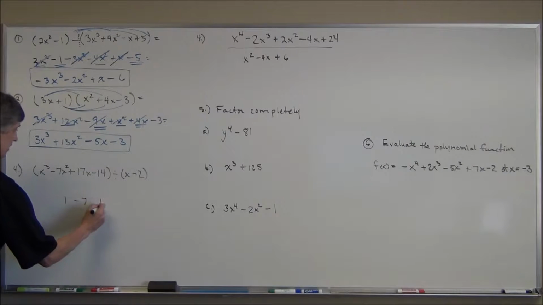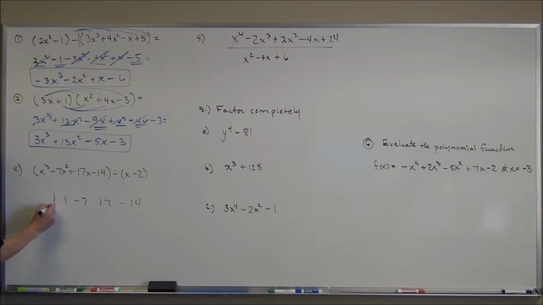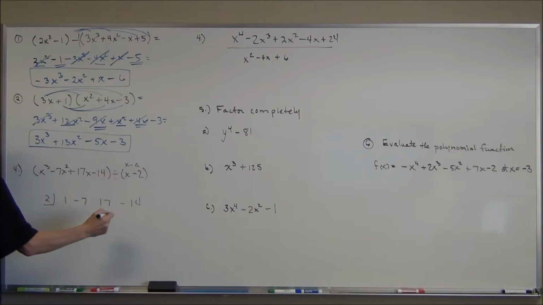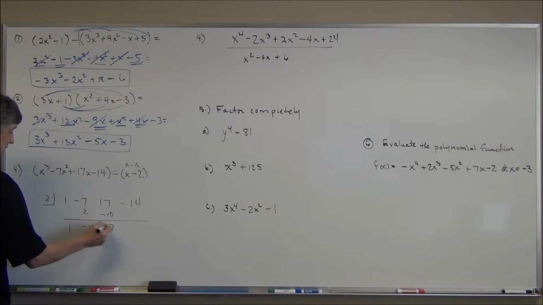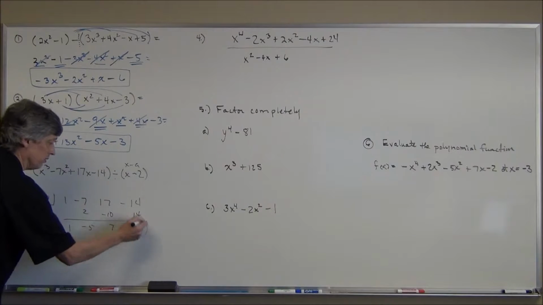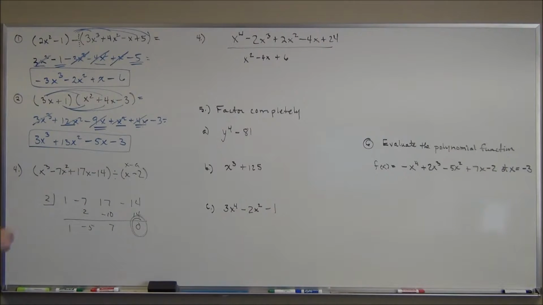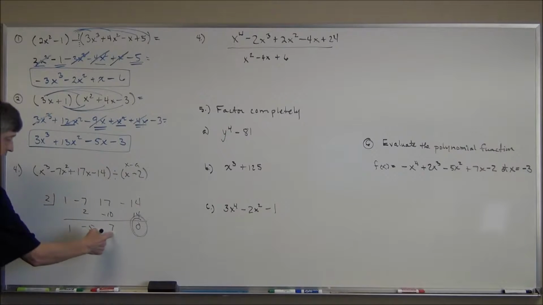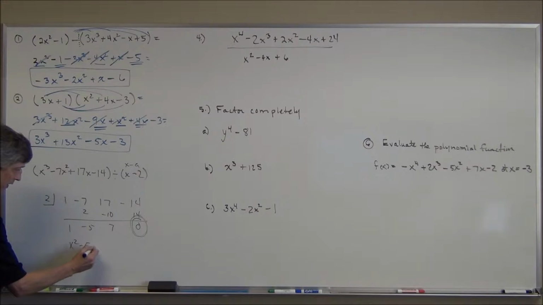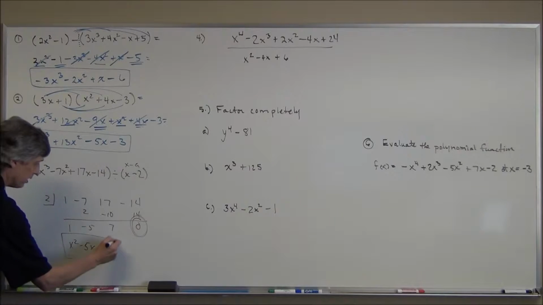1, negative 7, 17, negative 14, and in the pocket, 2. It has to be in the form x minus the number. Okay, so I put my total bar, 1 comes down, that's 2, negative 5, I multiply, that's negative 10, that's 7, I multiply, that's 14, that's nice. My remainder is 0. That means this is a factor of this, because my remainder is 0. My constant term, my linear term, my quadratic term: my constant, my x squared. So it's 1x squared minus 5x plus 7, and that is my answer.